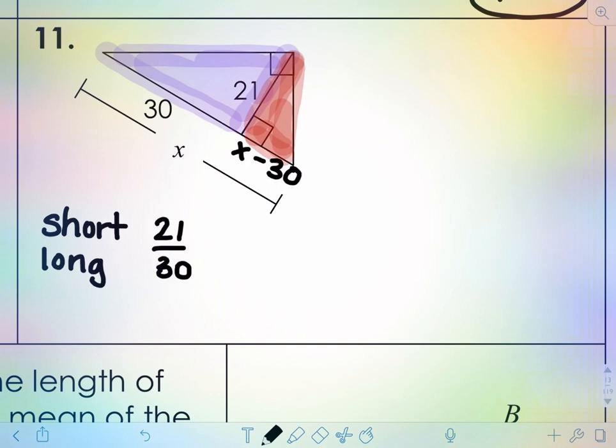Okay, so we got to set up a proportion. Okay, so we got 21 over 30. That's the short leg over the long leg. And we're going to do the same thing for the other triangle. The short leg is x minus 30. The long leg is 21. And we're going to cross multiply.